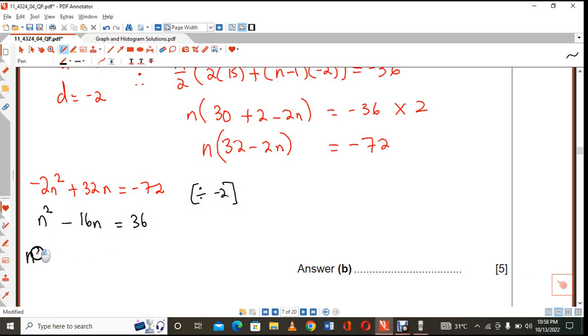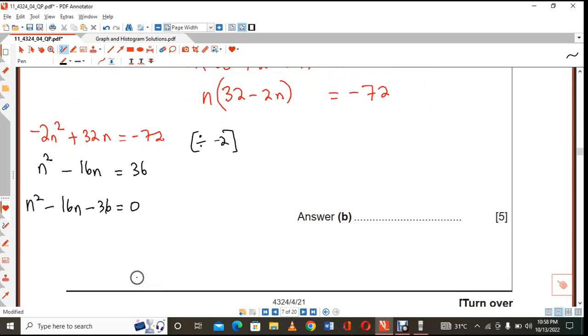All right, so quadratic equations, they should always equal to 0, okay? Now, again, you can use the quadratic equation formula, or you can factorize. Of course, I'll try factorizing because I know the two numbers multiplied to give you 36. They should be nothing but 18 times 2. So it will be n squared minus 18n plus 2n minus 36 is equal to 0.